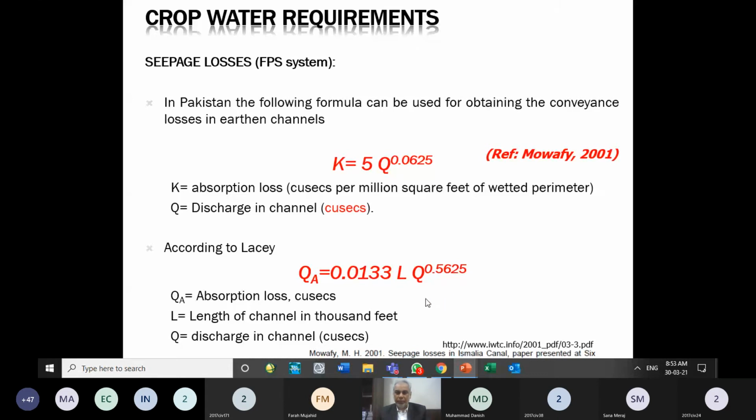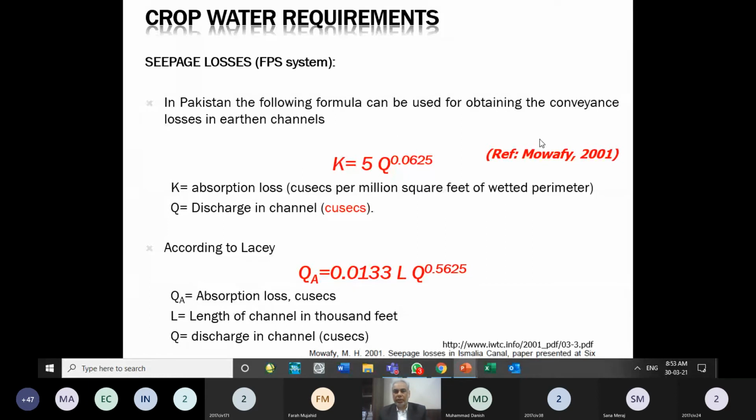It is an FPS system. Keep in mind the units. Absorption losses will come in cusecs. Discharge of the canal should be in cusecs. The length of the canal should be converted into thousands of feet. For example, if the canal is 5,000 feet long, then L should be 5. In this way, you can calculate the absorption.